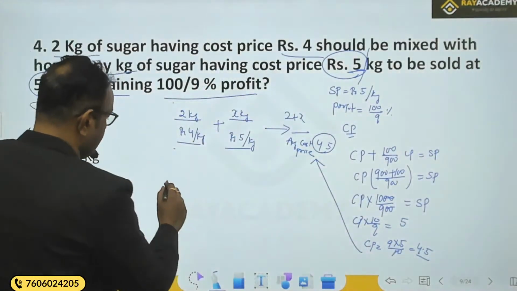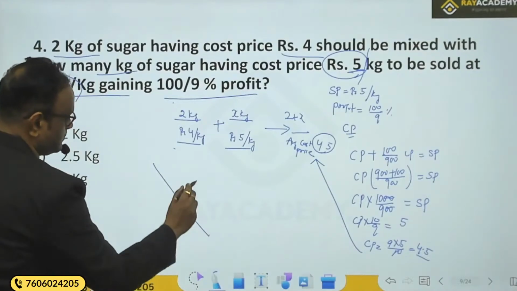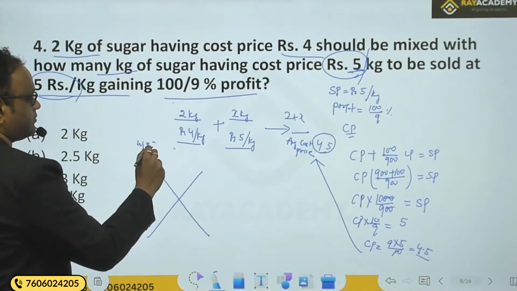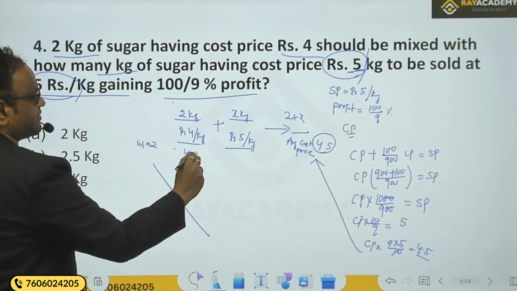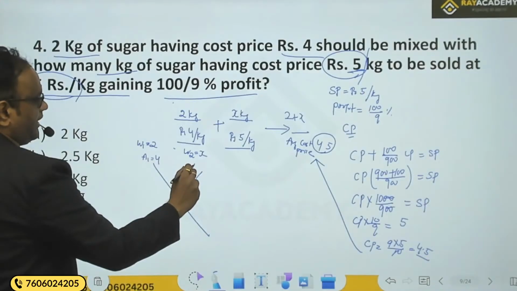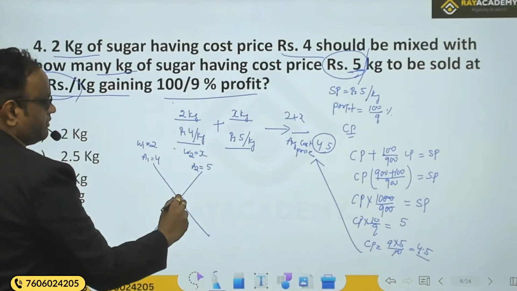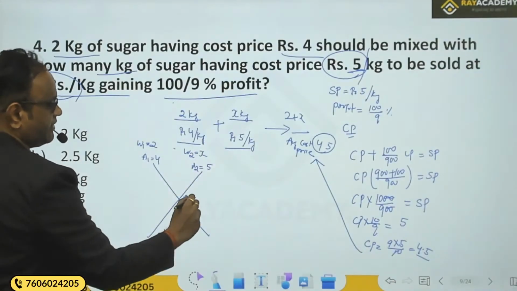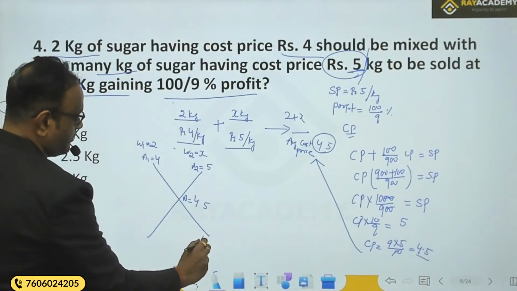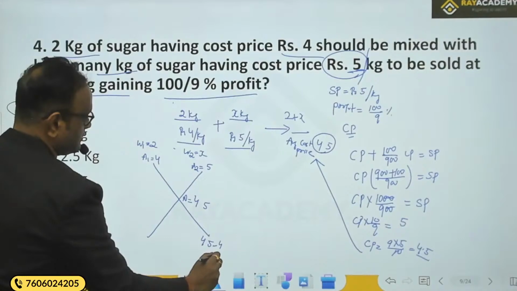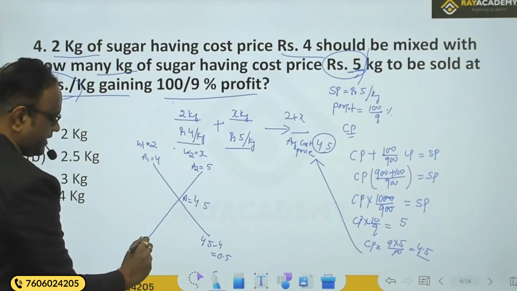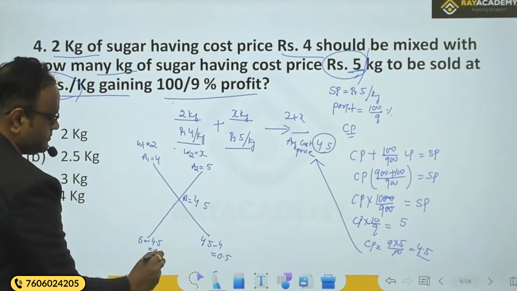Now let me put it here. Weightage of the first variety of sugar, W1, is given, 2. W2 is not given, so x. A1 is given, 4. A2 is given, 5. What is the average of the mixture? We have calculated 4.5. Now along this line, the difference between 4 and 4.5 will be 4.5 minus 4, which is 0.5. Along this line, the difference between 5 and 4.5 is 5 minus 4.5, which is also 0.5.